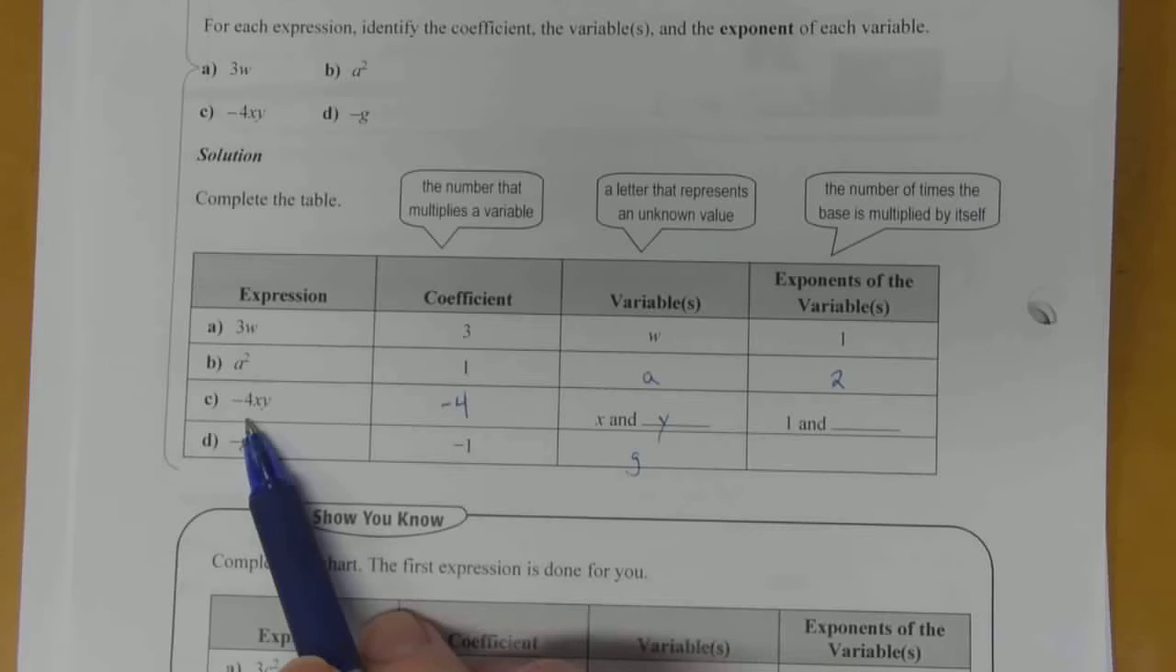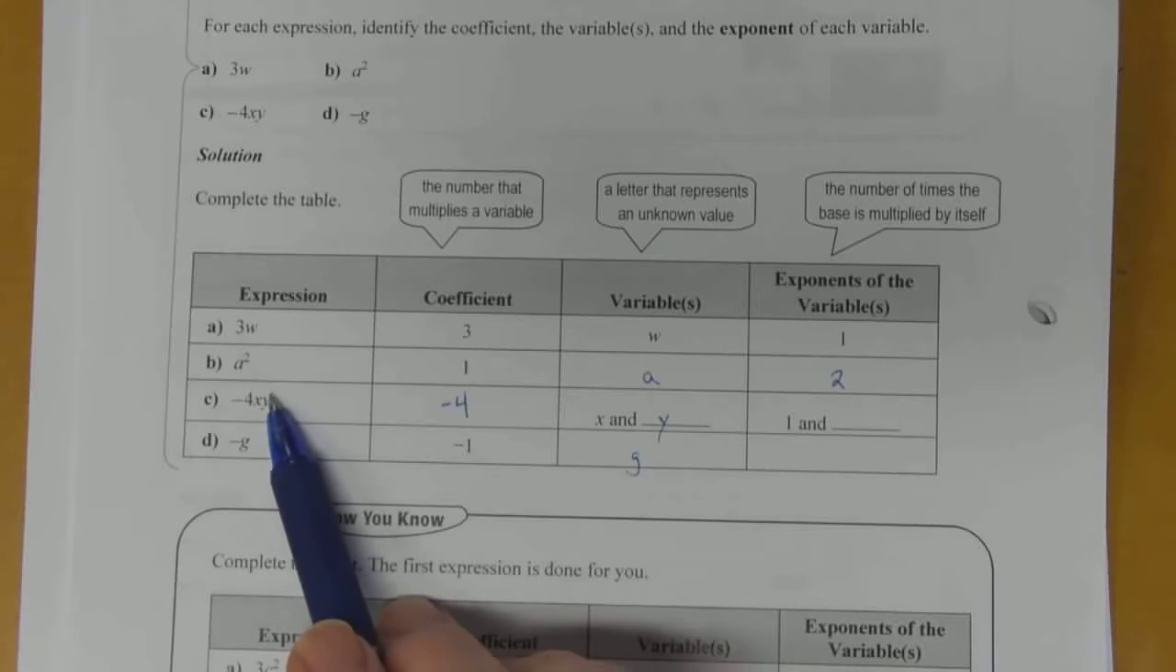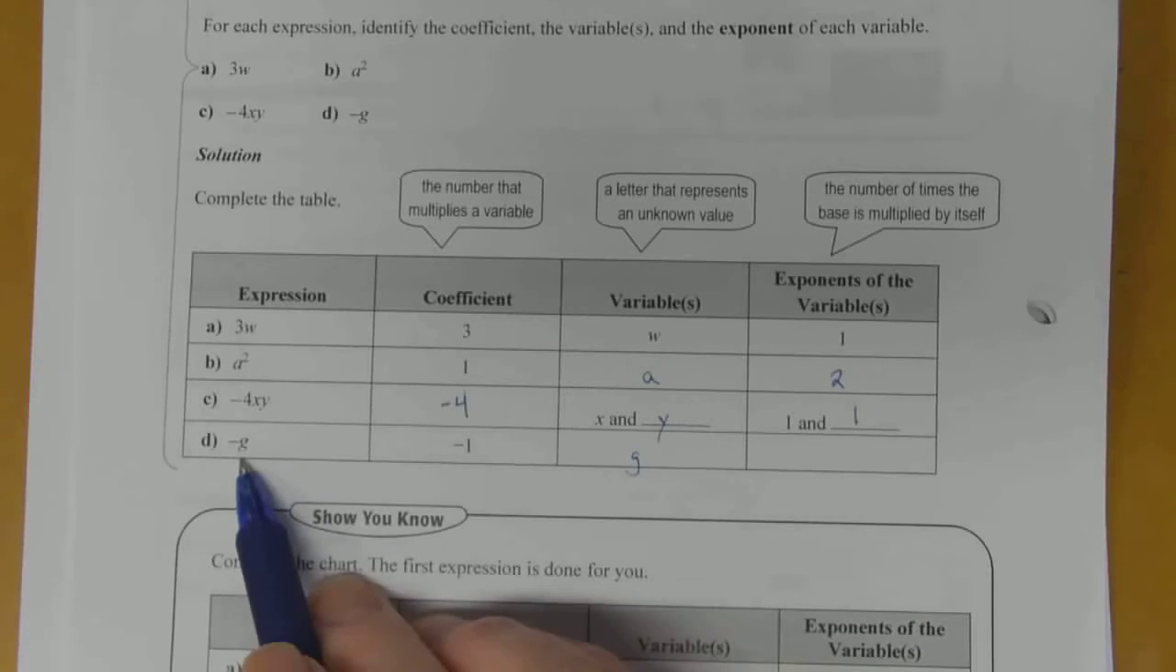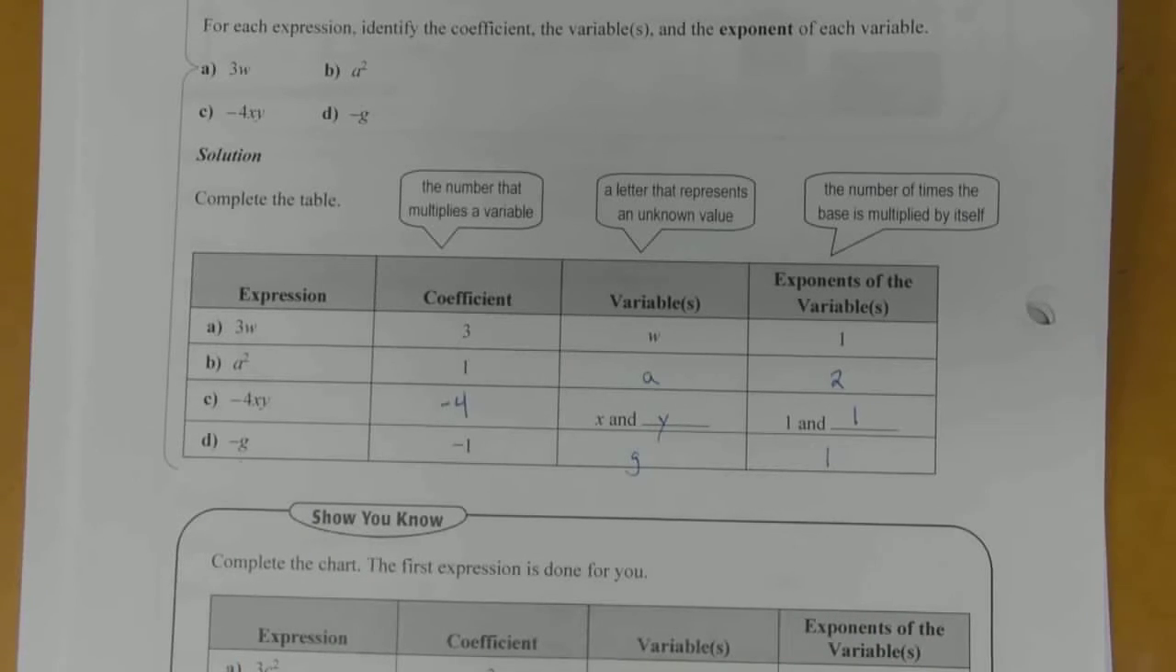Here we have 2 different variables, so we're going to have 2 different exponents. However, in this case, they both happen to be the same. There is nothing indicated for either of them, so we assume that they're both 1s, x to the 1 and y to the 1. So it's just 1 and 1. And same deal with the g, there's nothing written, so we assume that the exponent is a 1.